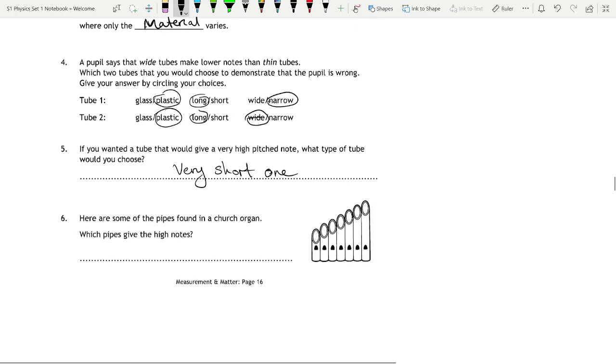And number 6. Here are some of the pipes found in a church organ, or you can look at it a bit like pan pipes, like this. I'm not very good at pan pipes. So which one would you think would give you the highest note? Yeah, the shortest one. Right, and let's put in that stuff. So this one, the shortest one, over the line.